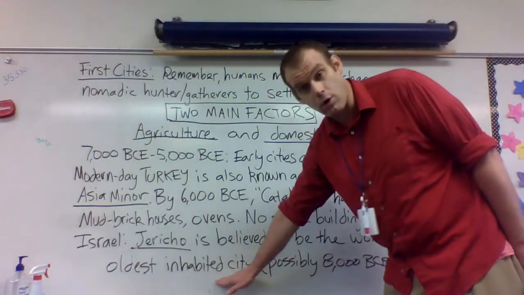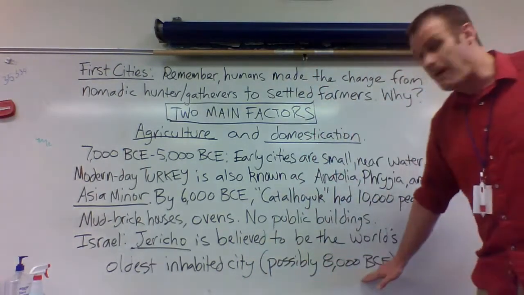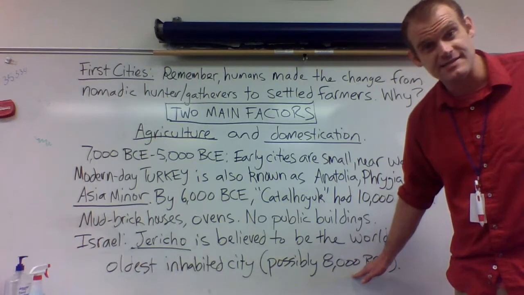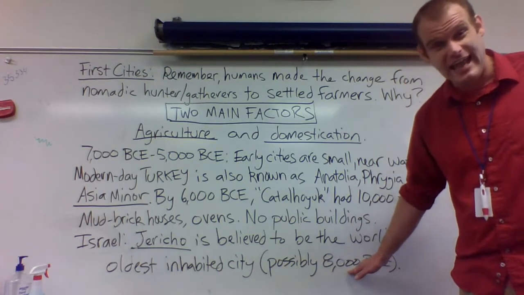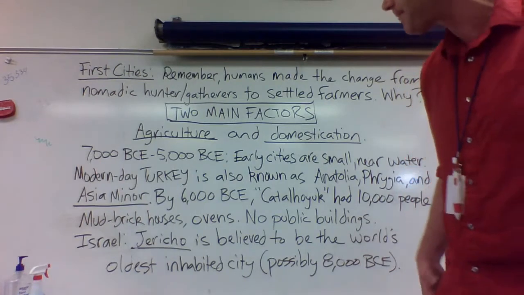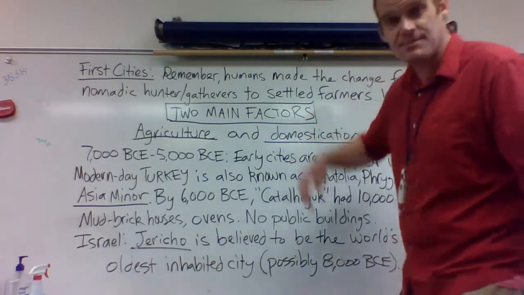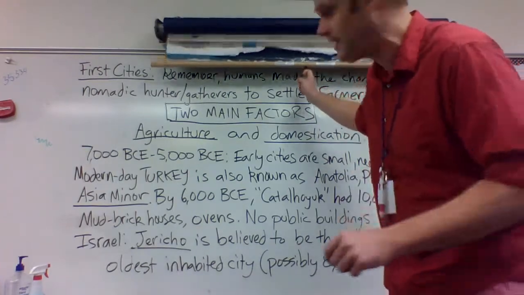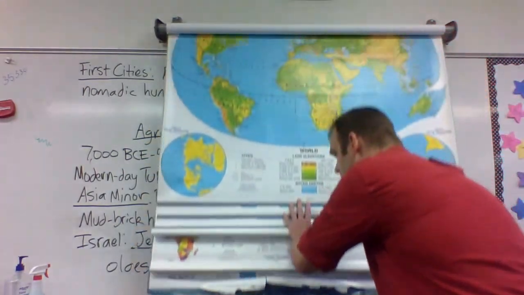As I mentioned, the world's oldest inhabited city, it's possible that this city had a lot of citizens in it as early as 8,000 BCE. That'd be 10,000 years ago, all right? I'm going to bring this map down here and just show you where I'm talking about for these first two regions in Turkey and also Israel.